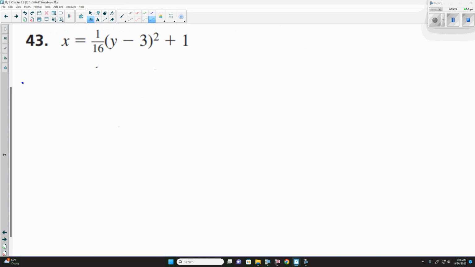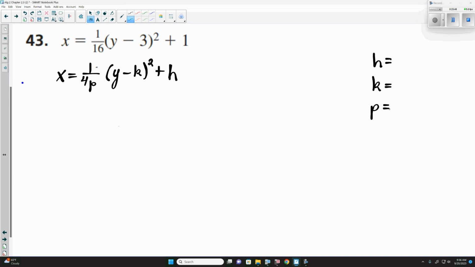What is different with this one here? It's x equals. So that means the general form for this one here is x equals 1 over 4p, parentheses, y minus k squared, plus h. And just like with the previous one, we still need the value of h, we need the value of k, and we need the value of p.